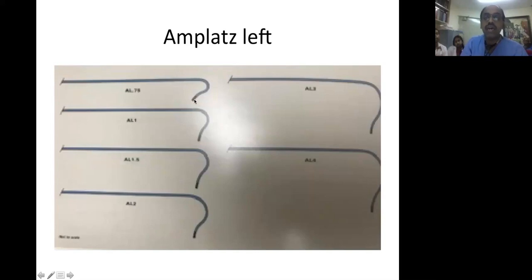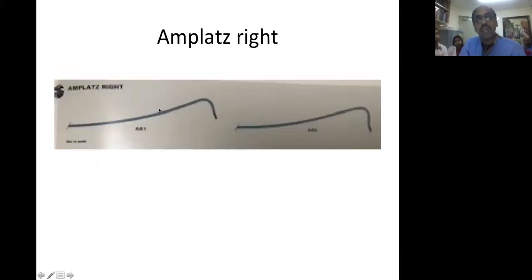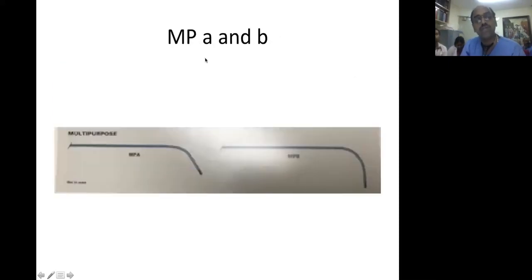In Amplatz right, it will have a reverse curve, so that it turns the other direction and hooks the artery, because you have to torque the Amplatz right to get into the right coronary. You have to torque because when the catheter goes in along the aortic arch, it faces posteriorly, so you will be facing only the left coronary. If you have to face the right coronary, you need to torque completely anteriorly. To make the torquing easier, the Amplatz right has an extension on its body.